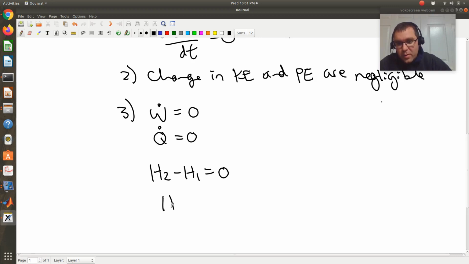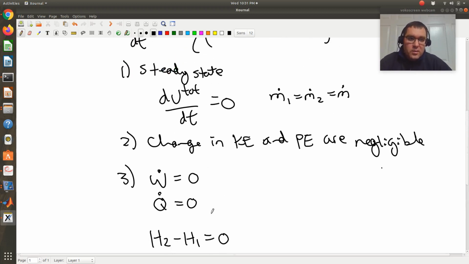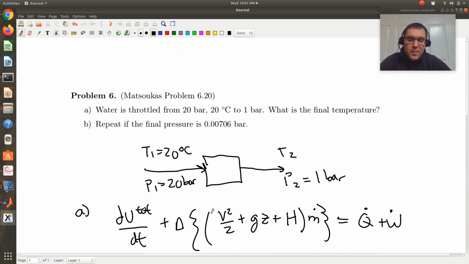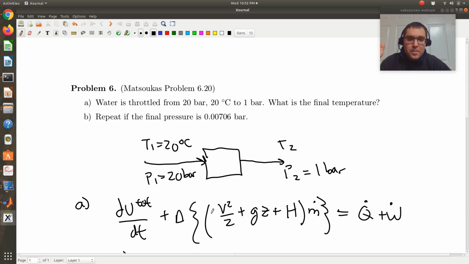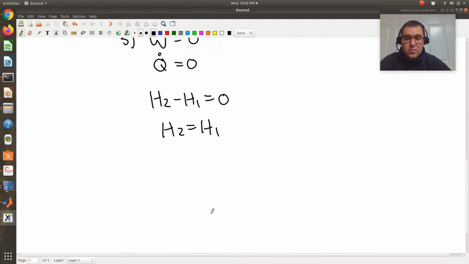So therefore, H2 is equal to H1. Okay, so this is great. Since T1 and P1 are known, the inlet conditions of my stream are known and specified, so I should be able to go to my steam tables and read off all of my thermodynamic properties. And since I know H2 is equal to H1, then I'll know H2 and P2, so the exiting conditions of my stream are also specified. And so I should be able to use that to find the corresponding temperature. All right, so let's do it.